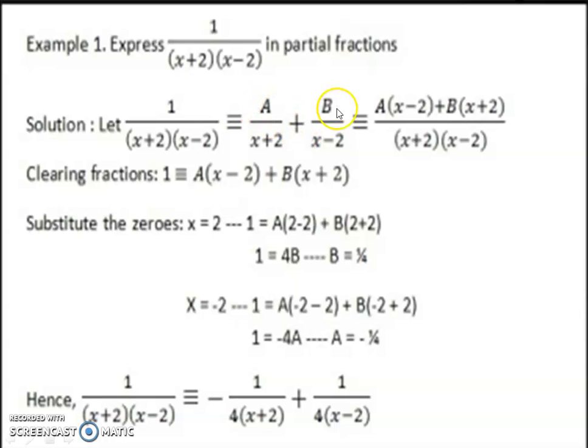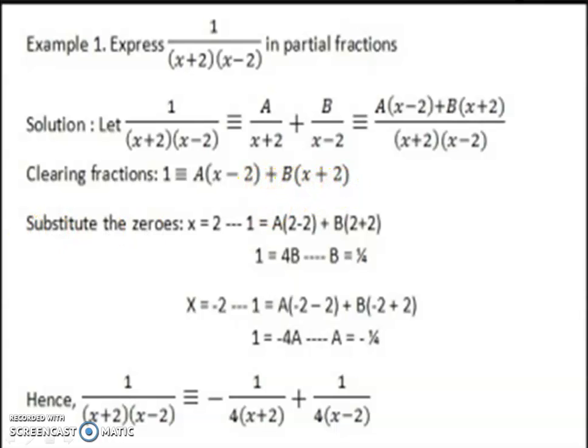If we take the cross multiplication, x plus 2 and x minus 2 is the LCM. So here we have to multiply by x plus 2 and x minus 2. So x plus 2, x minus 2 get cancelled, 1 is remaining here. Then we take the cross multiplication: capital A into x minus 2 plus capital B into x plus 2. These and these get cancelled. We are left with only 1 is equal to capital A in bracket x minus 2 plus capital B into bracket x plus 2.